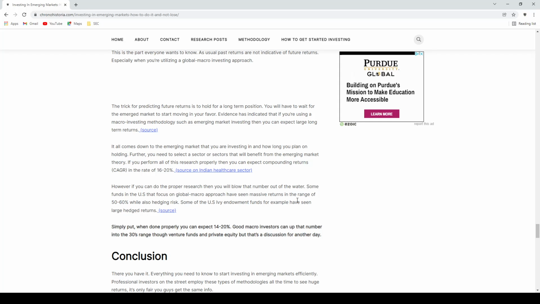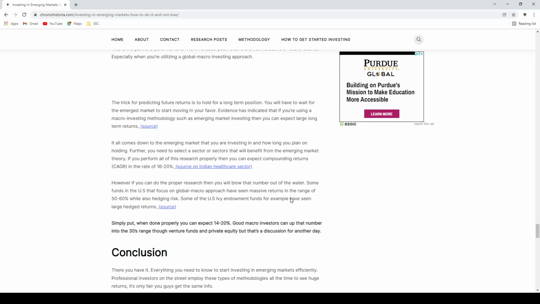So yeah, simply put, if done properly and you do your homework and you know what you're looking for and you know what to do, you can expect between 14 to 20%, just on top of what you're getting in a portfolio. However, that's entry level. Good macro investors can, those are rookie numbers, bump that up into the 30s and 40s range, and even higher if you know what you're doing. The trick, like I said, though, is always managing risk. But yeah, there are the numbers for you. All the sources are up on the site. I highly recommend you check it out.